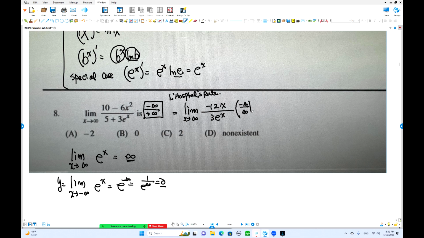Still we can apply L'Hopital's rule one more time. Negative 12x, derivative is negative 12. 3e to the x doesn't change. Now put this number in one more time. The numerator is a constant, but the denominator is infinite. Constant over infinite is 0. That's the limit value.